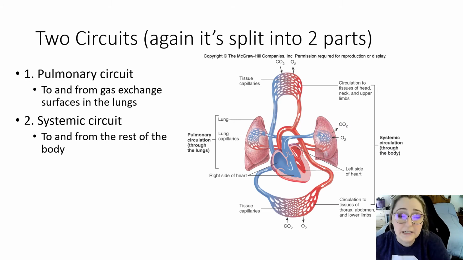There are two primary circuits through the cardiovascular system. These are going to include the pulmonary circuit, which is where you have gas exchange going on in the lungs, so dropping off carbon dioxide and picking up oxygen. This is going to go hand in hand with the respiratory system, which we will talk about eventually. And then you have the second circuit, which is the systemic circuit, which is essentially everything excluding the pulmonary circuit, so everywhere else.